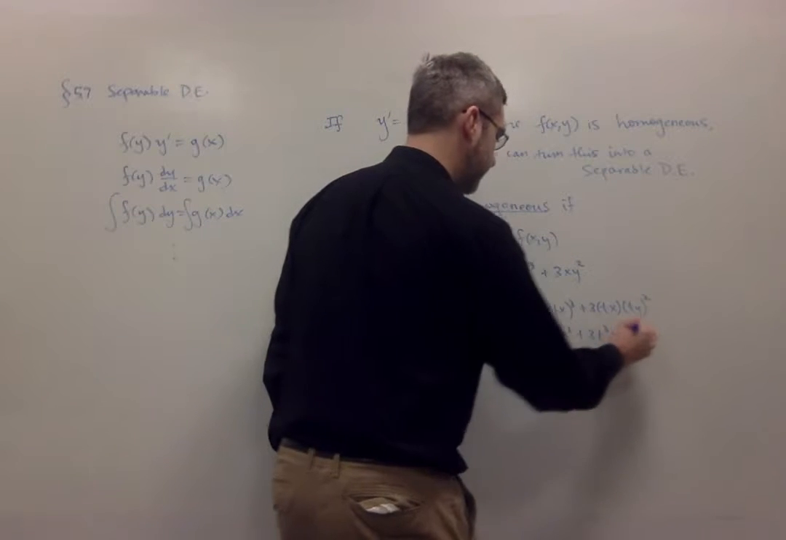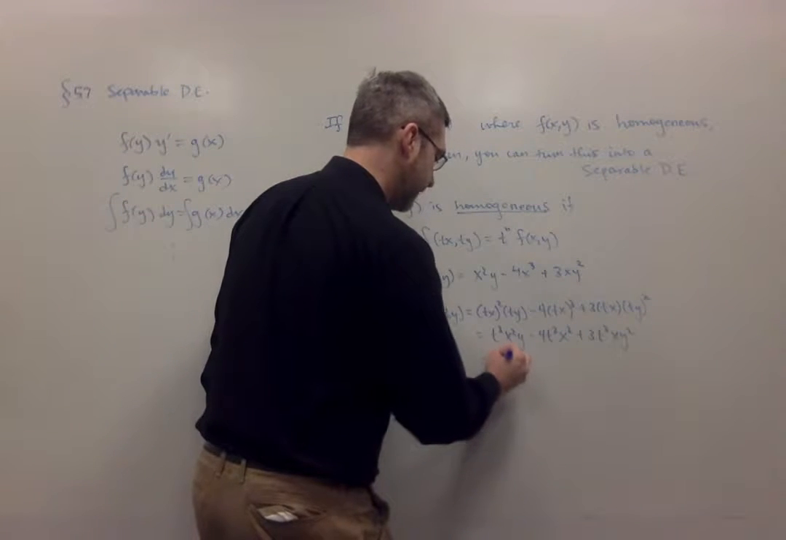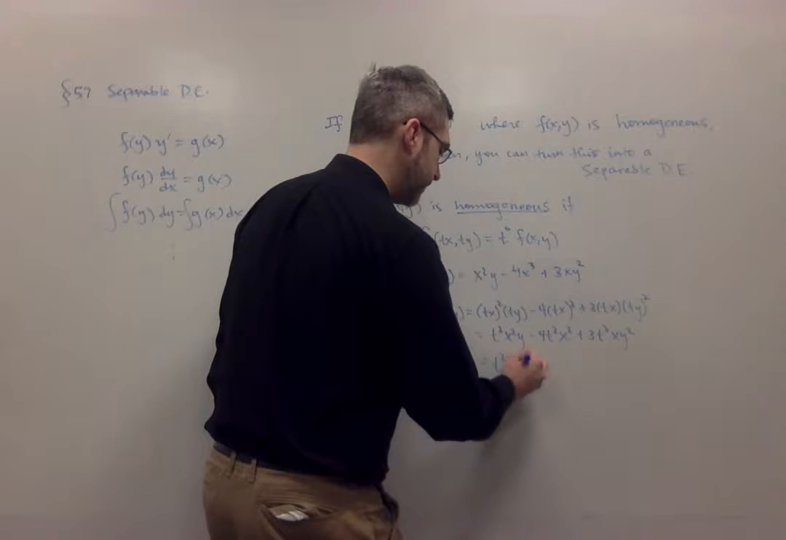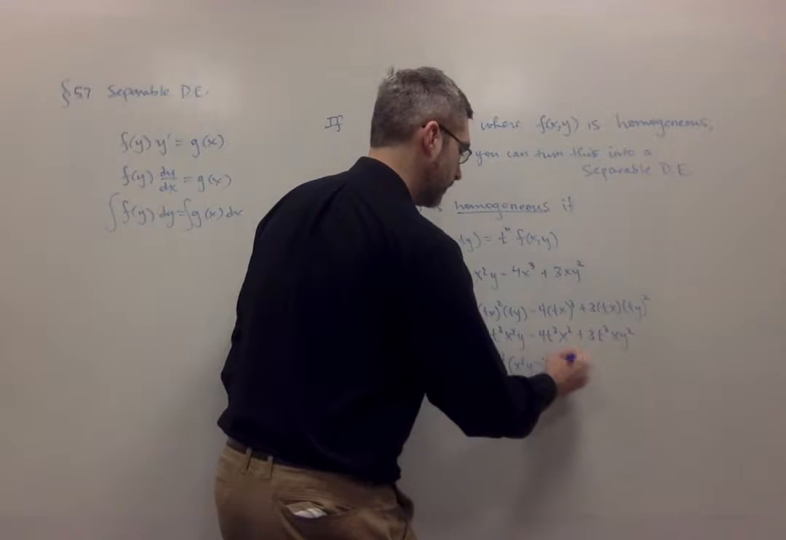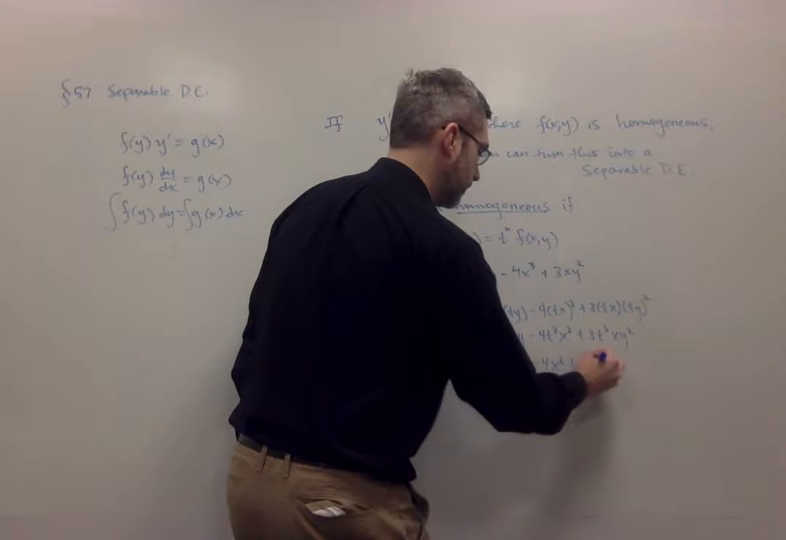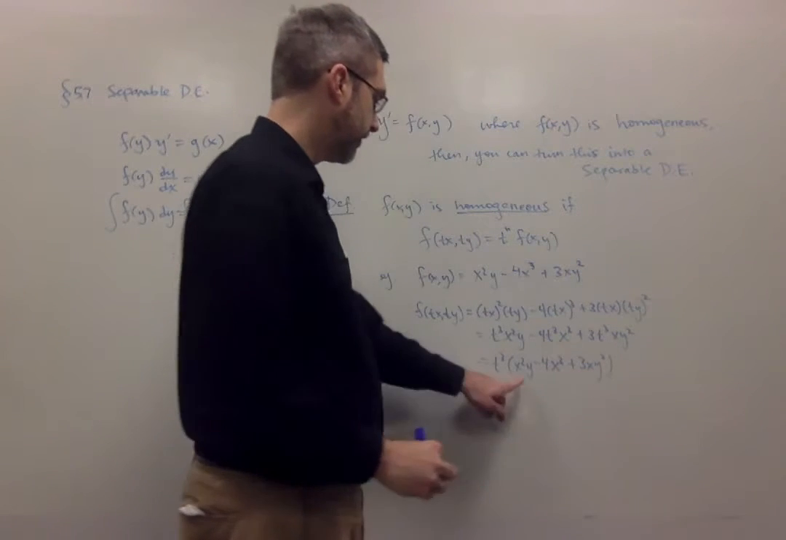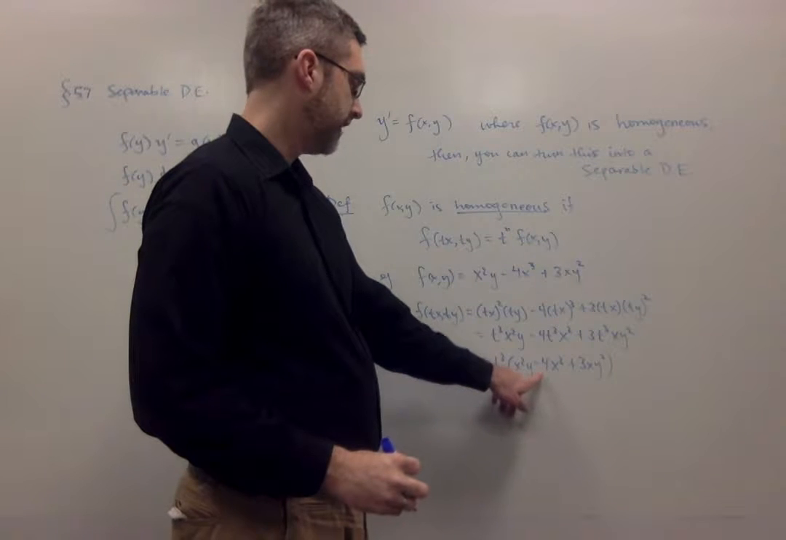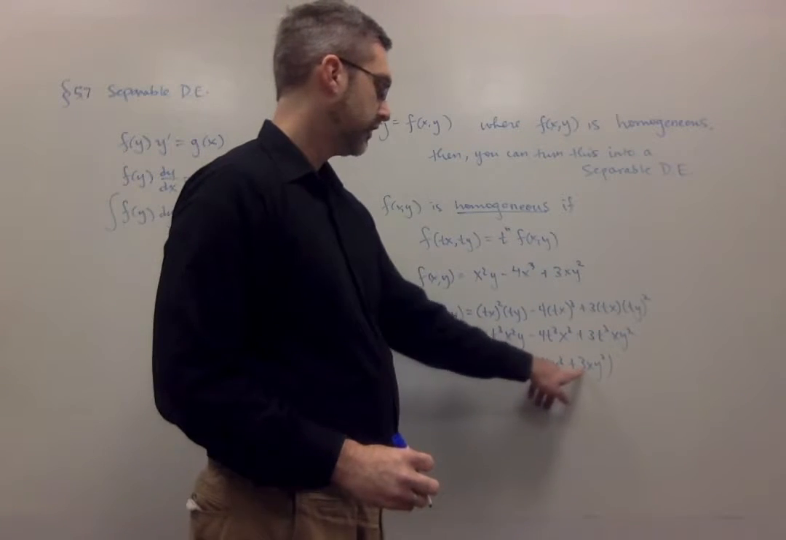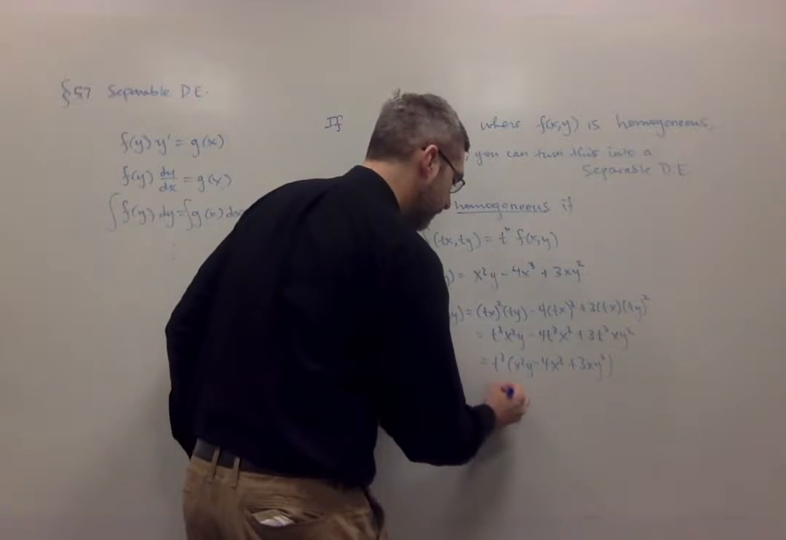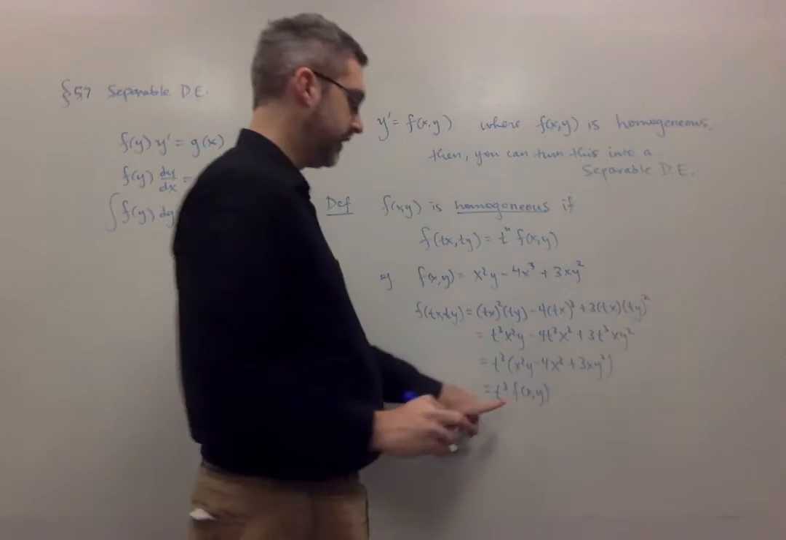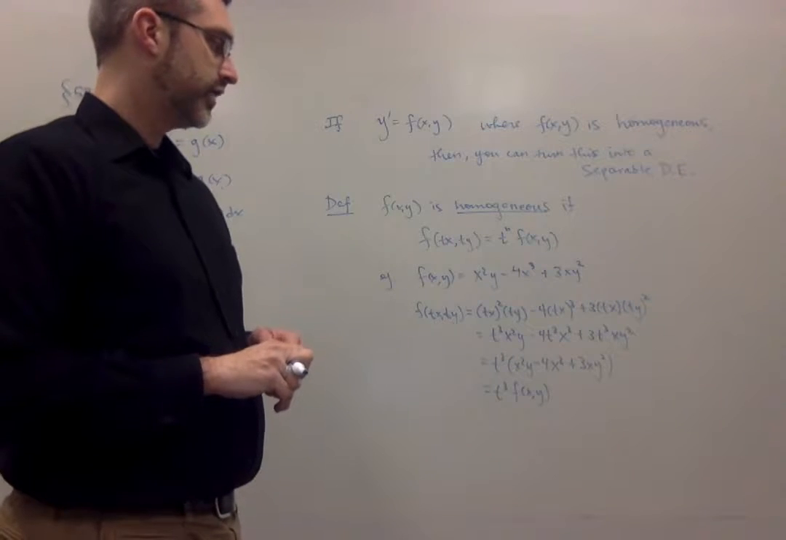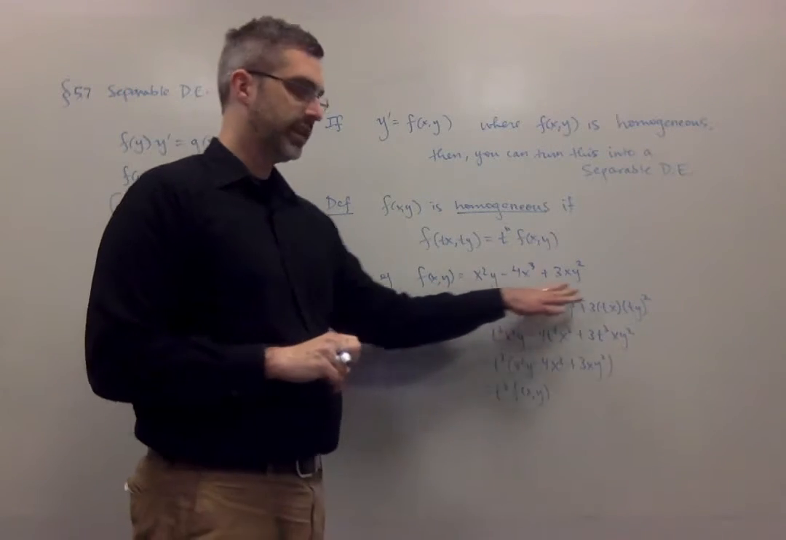So in other words, I can pull that t cubed out, and everything that's left is just the original function, x squared y minus 4x cubed plus 3x squared y. So in other words, I get t cubed times my original function. So this is actually a homogeneous function.